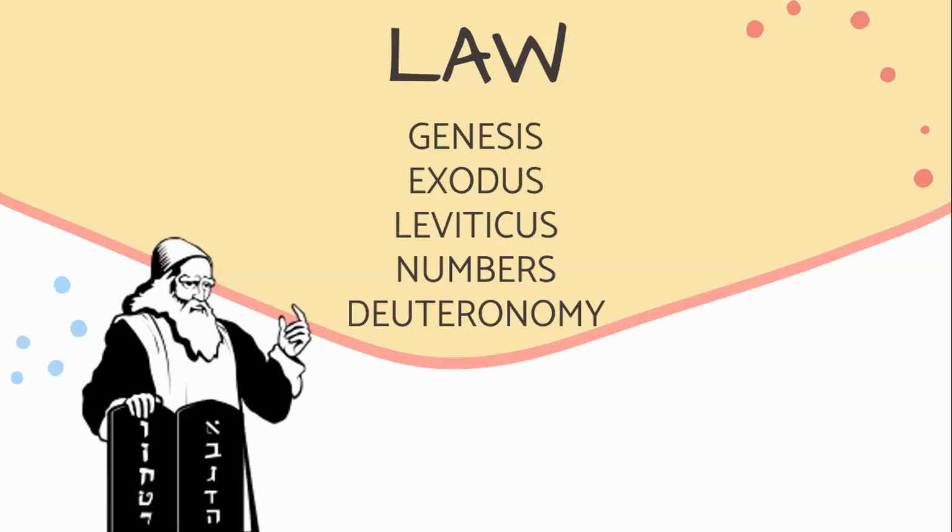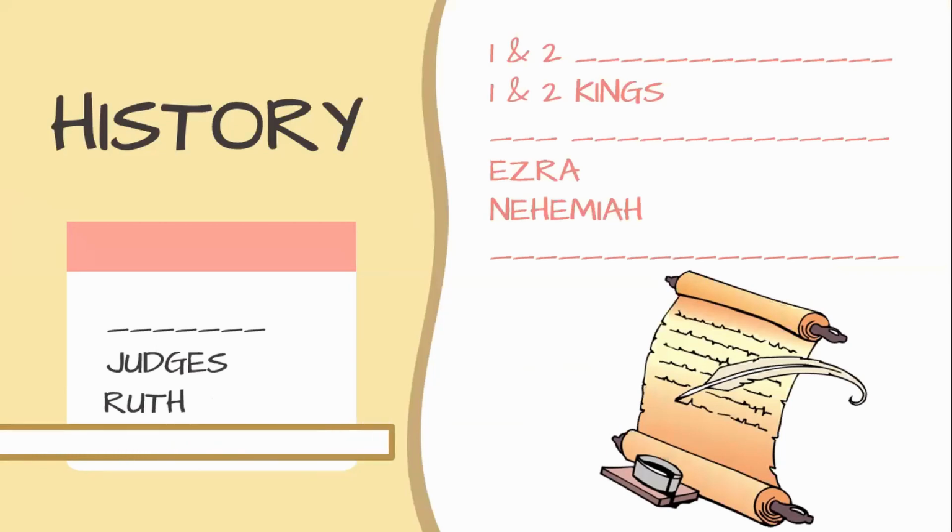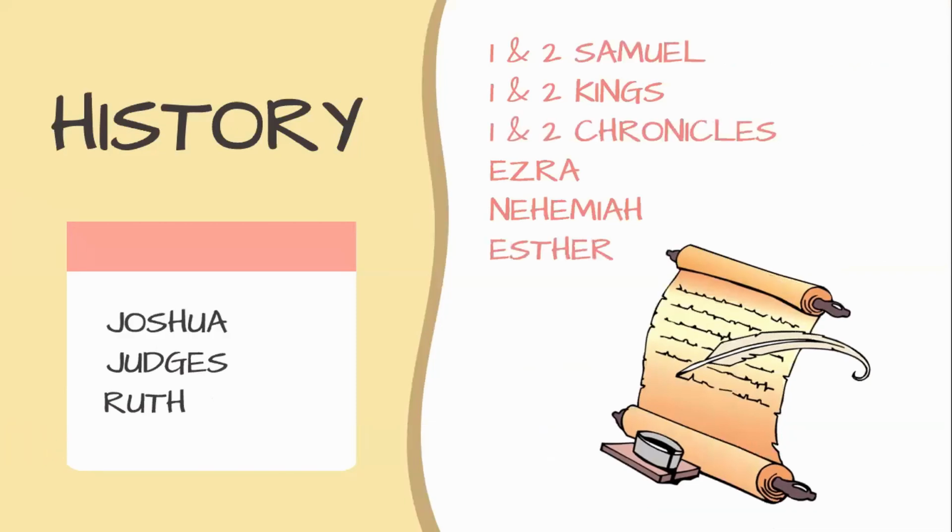Now after the law, we have the books of history. Let's see if we can remember these. So in the books of history, we have Joshua, Judges, Ruth, 1st and 2nd Samuel, 1st and 2nd Kings, 1st and 2nd Chronicles, Ezra, Nehemiah, and Esther.